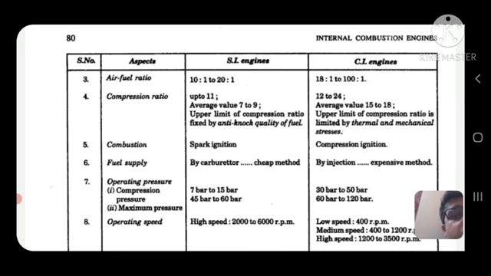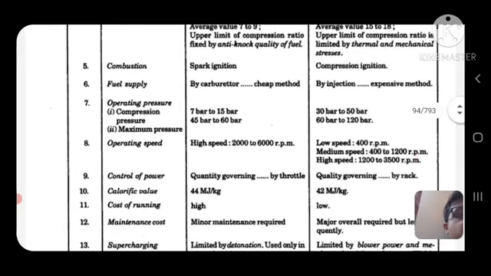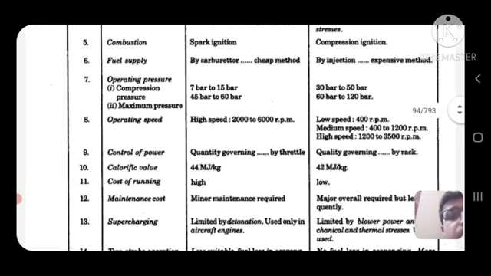Combustion: spark ignition for SI, and CI engine is compression ignition. Fuel supply by carburetor, by injection is an expensive method. Operating pressure 7 bar to 15 bar and 45 bar to 60 bar, 30 bar to 50 bar and 60 bar to 120 bar. Operating speed: high speed 2000 to 6000 rpm, low speed 400 rpm, medium speed 400 to 1200 rpm.